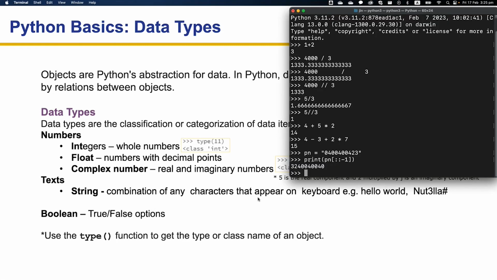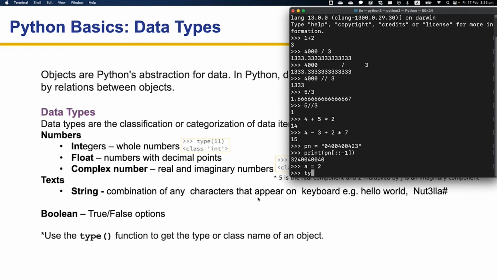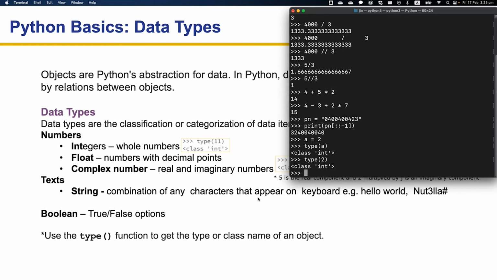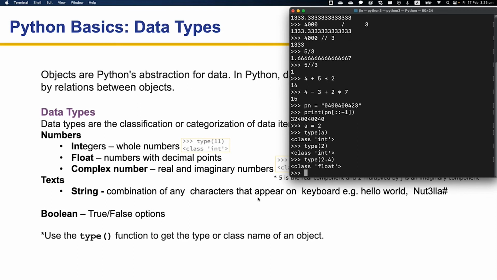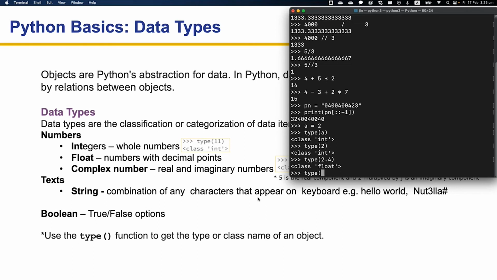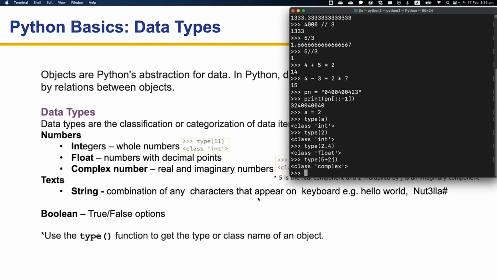Okay, so here, if I have some variable a equals 12, you can check what kind of data type it is by using type. Actually, I don't have to use that. Type 2, right? 2 is an integer. Type 2.4 says it's a float. And type 5 plus 2j is complex. Okay, so those can display what kind of types there are. This can be quite useful later if you want to mix different types or you have to convert them.